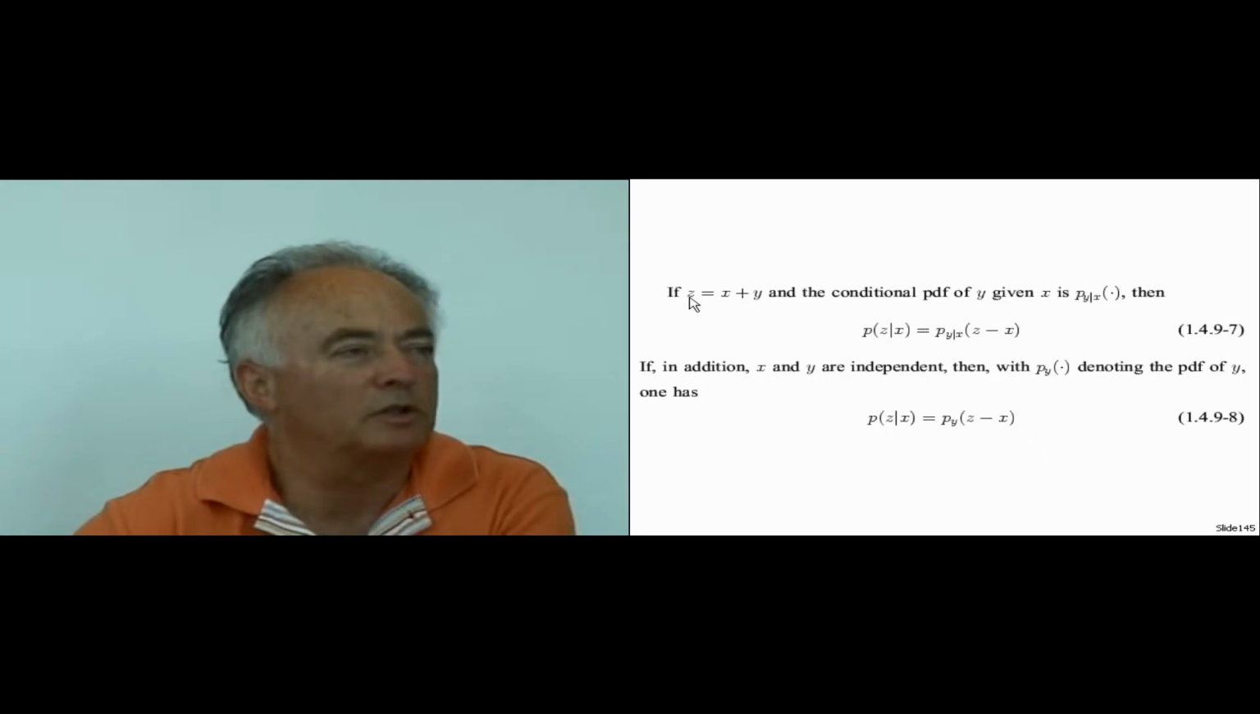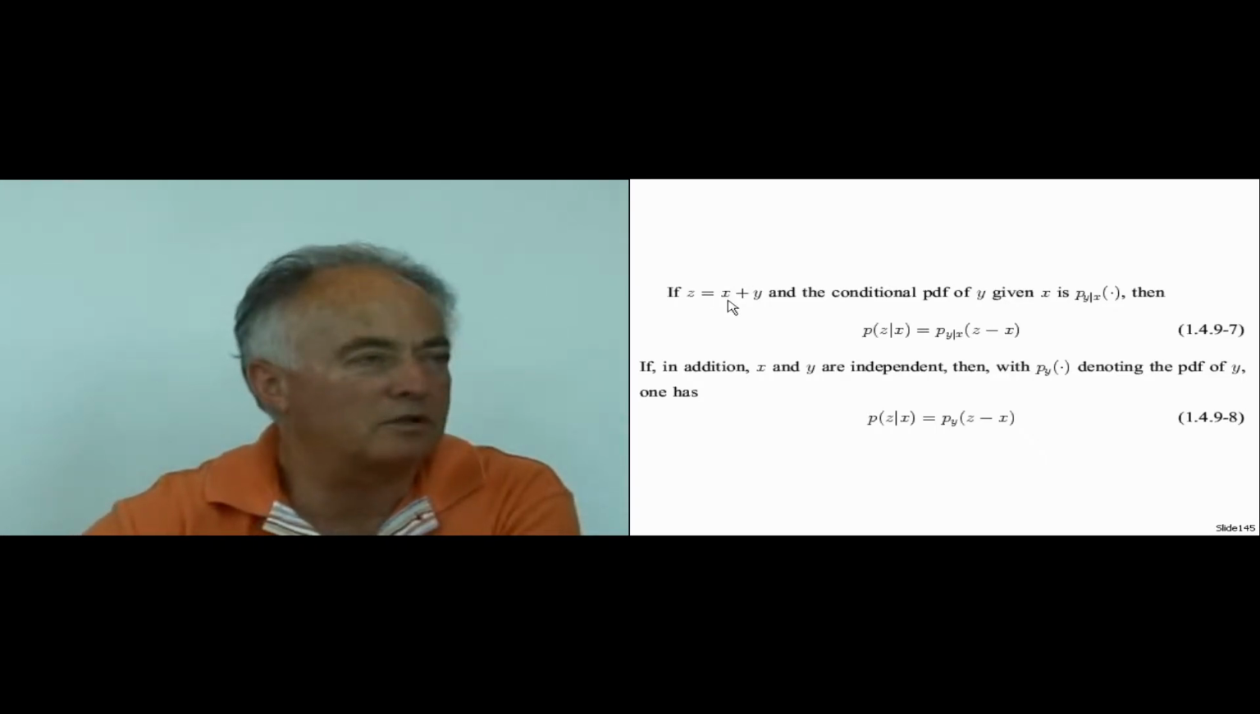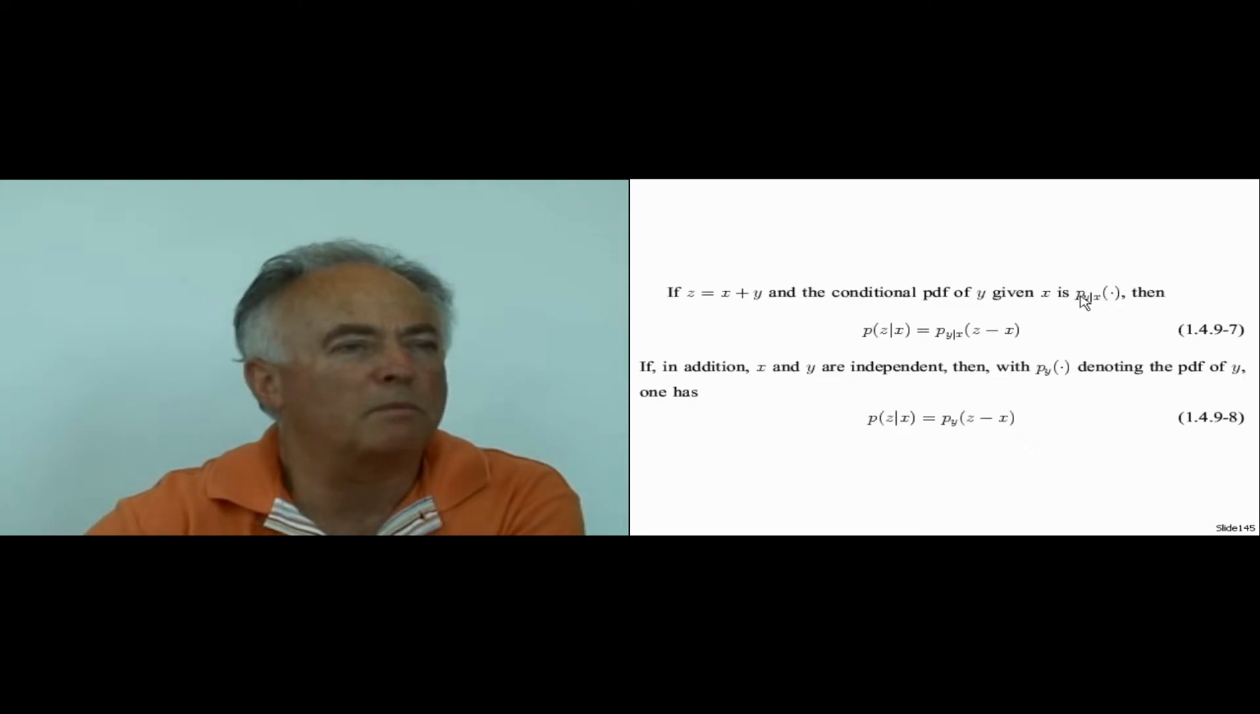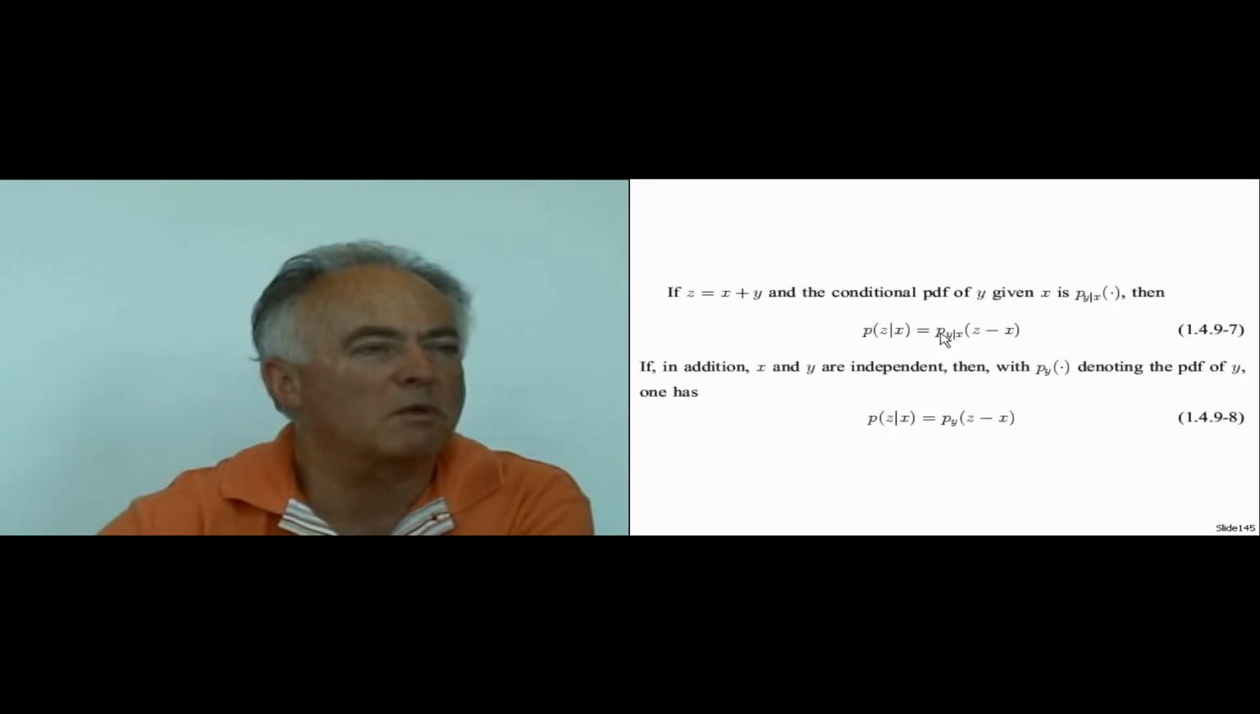Now, if I take a random variable z defined as the sum of x and y, then the conditional PDF of y given x will be denoted by P of y given x with the argument here. With this, we have the following result. The P of z given x is the same as P of y given x evaluated at z minus x.